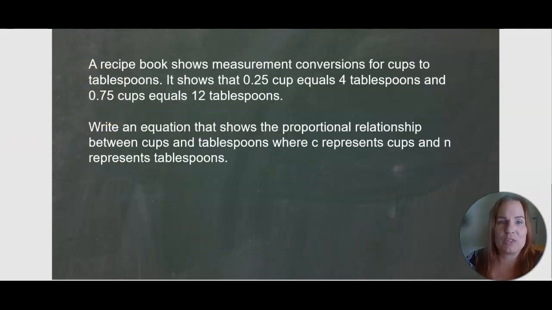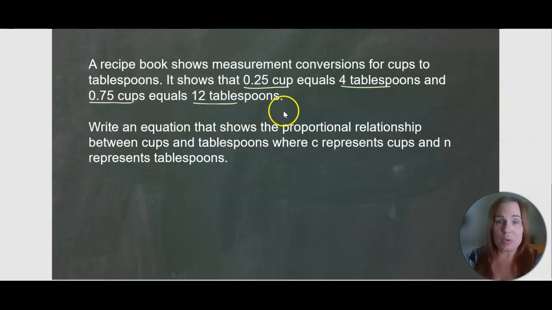A recipe book shows measurement conversions for cups to tablespoons. It shows that a quarter cup equals 4 tablespoons and 3/4 of a cup equals 12 tablespoons. Write an equation that shows the proportional relationship between cups and tablespoons, where C is cups and N is tablespoons. Okay, so let's find the relationship here. Let's find the constant of proportionality.